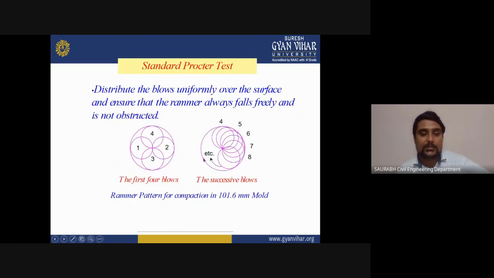Now you can see here the first four blows and successive blows. Distribute the blows uniformly over the surface and ensure the rammer always falls freely and is not obstructed. As you can see, first you have to put like this: one, two, three, four. After that, you have to repeat like 5, 6, 7, 8, 9, 10. Then you have to go around this, which means you have to drop your hammer in this manner.